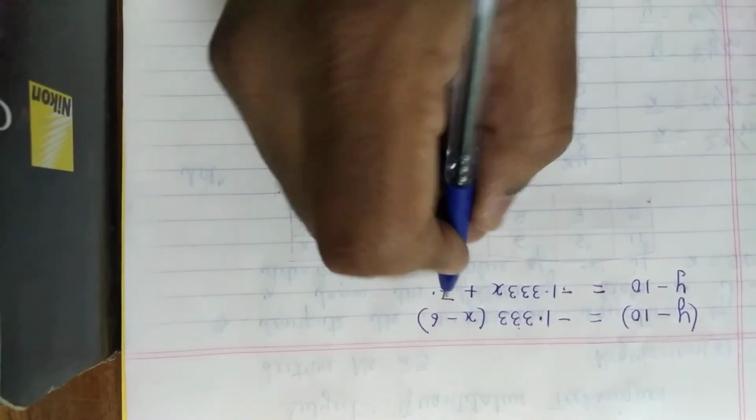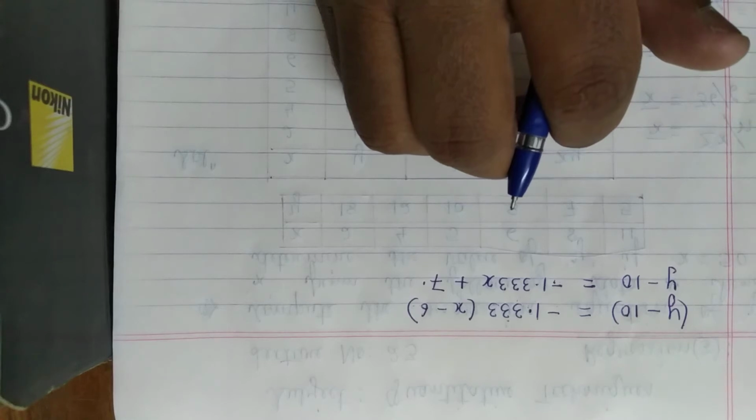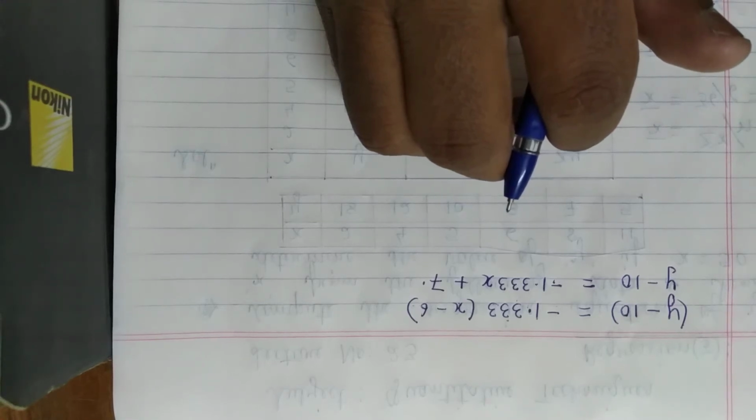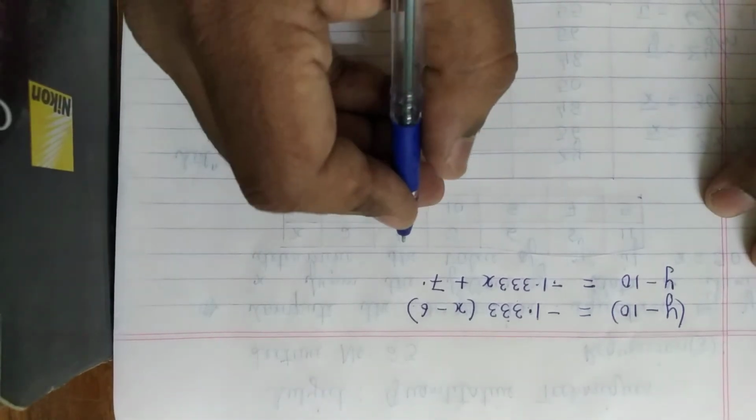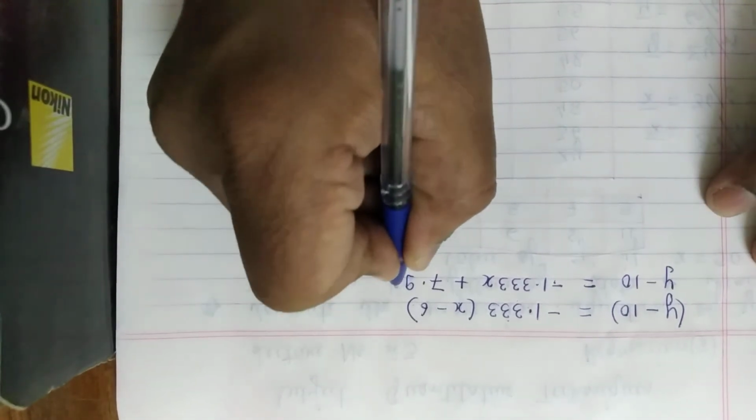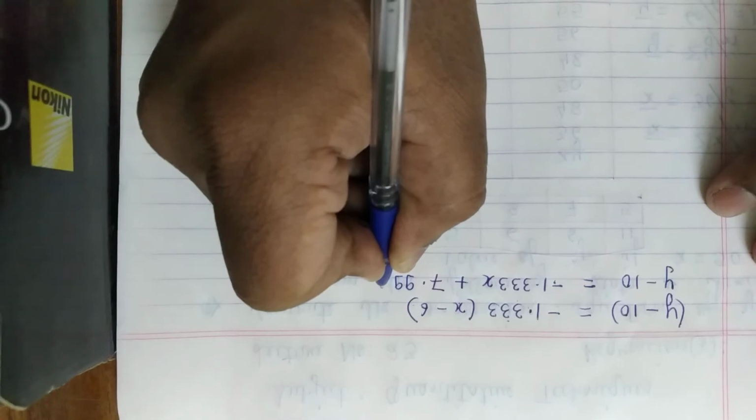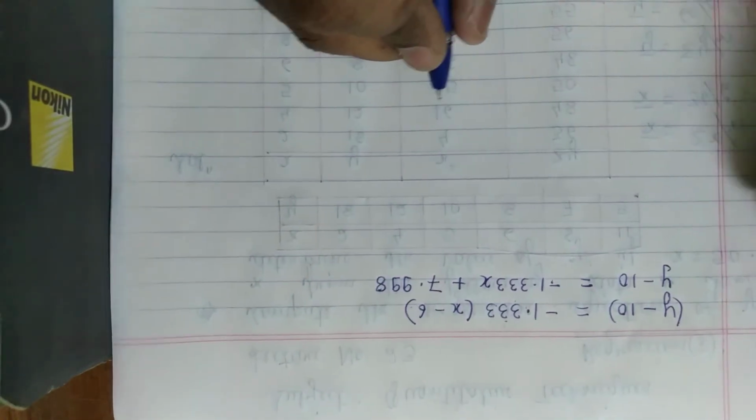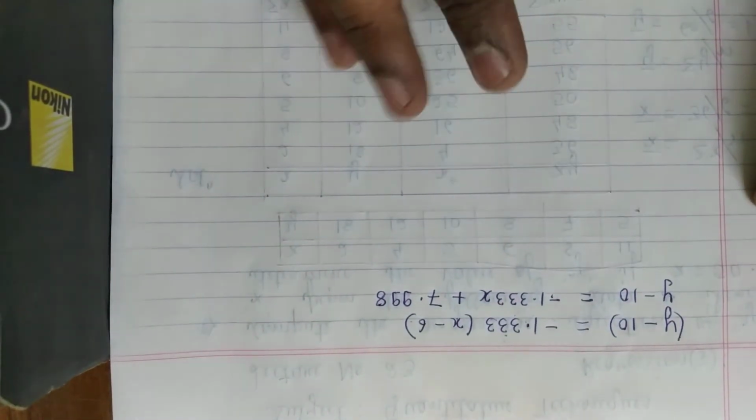I'm getting, just a second, I'll check. 6 into 1.33, 7.998. Whatever answer you get, you can write. It is close to 8.